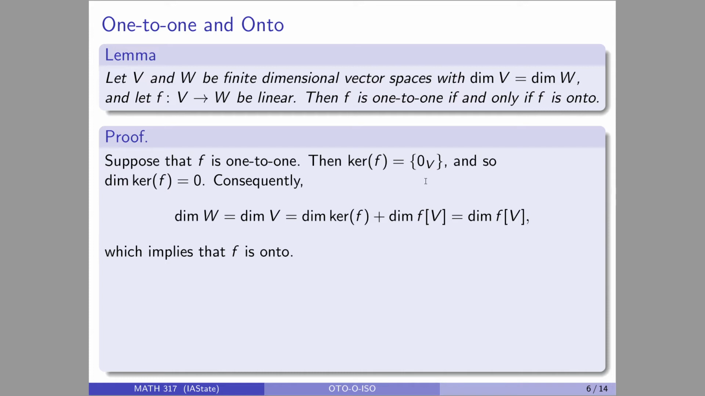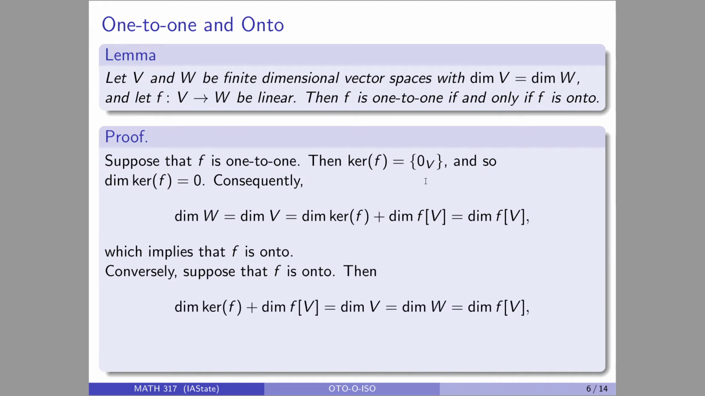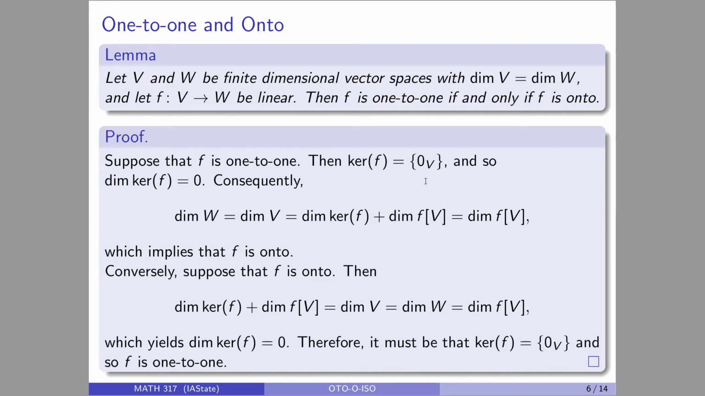All right, now that we got that it's onto, let's go backwards. Suppose you're onto. Then rank nullity means the dimension of the kernel space has to be 0, which means it's trivial, which means it's one-to-one. Boom. Cool theorem. Cool proof. I love this proof.